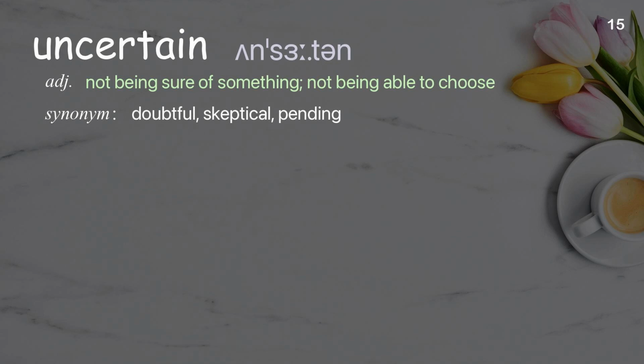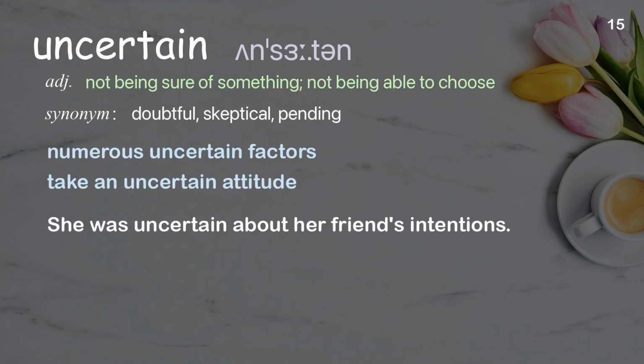Uncertain. Not being sure of something, not being able to choose. Examples: Numerous uncertain factors. Take an uncertain attitude. She was uncertain about her friend's intentions.